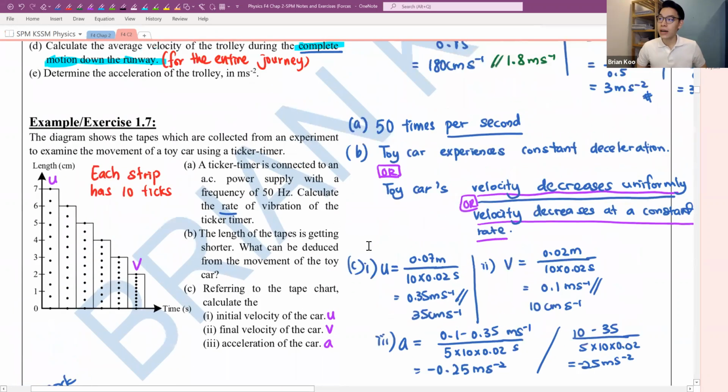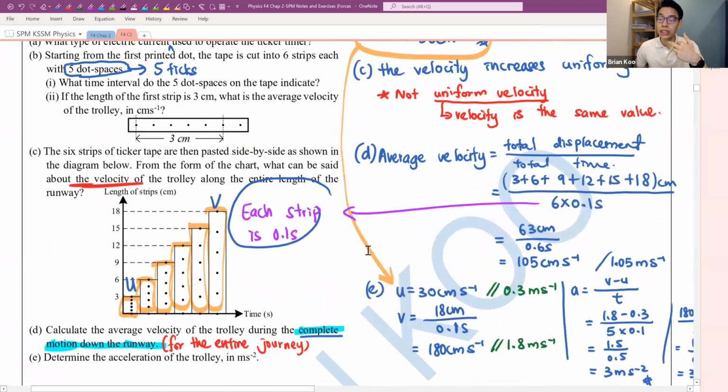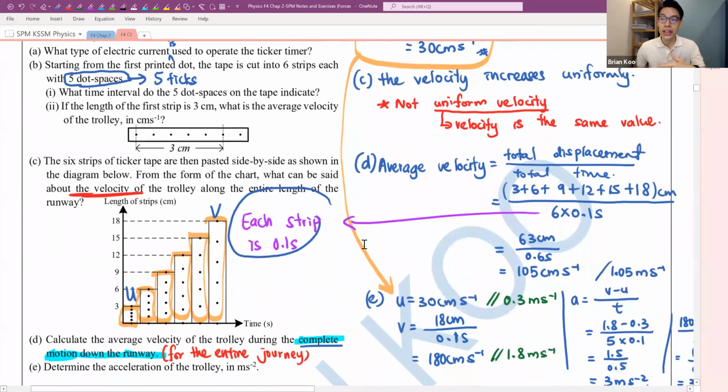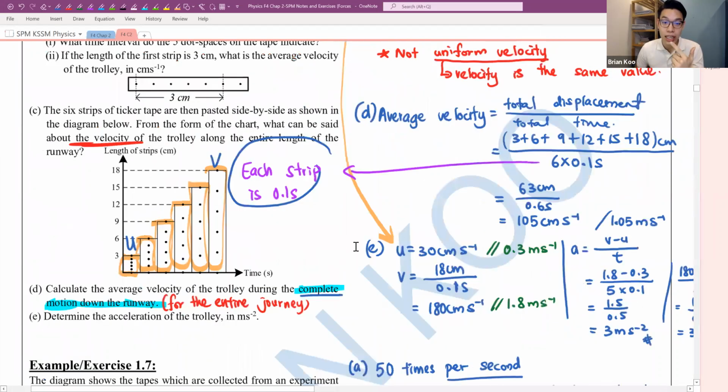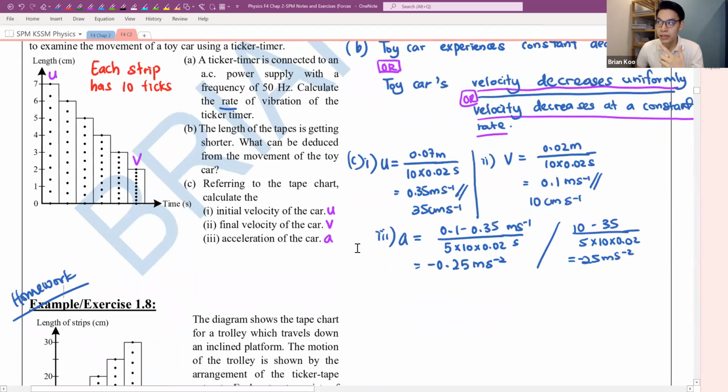So you can see based on the last 2 questions, I'm preparing for exam already, you know. What do they ask for ticker tape? What type of motion? You can talk about either the acceleration or the velocity, correct? Is it constant acceleration, constant deceleration, or is the velocity increasing or decreasing? If you see a stairs like that, that means the speed or the velocity keeps changing, right? So it cannot be uniform velocity. Remember that. Increase or decrease, right?